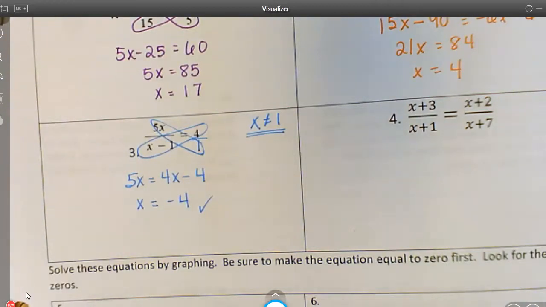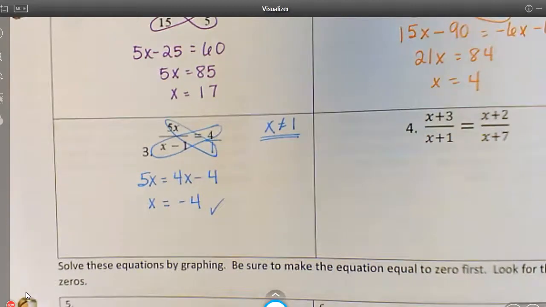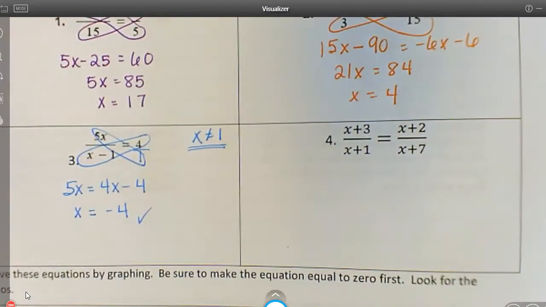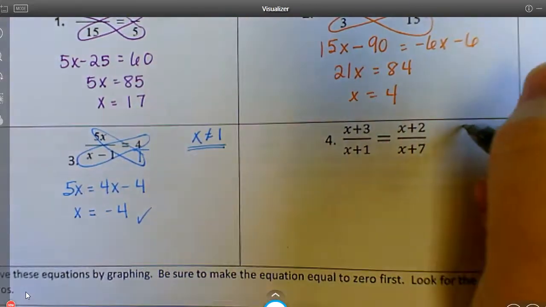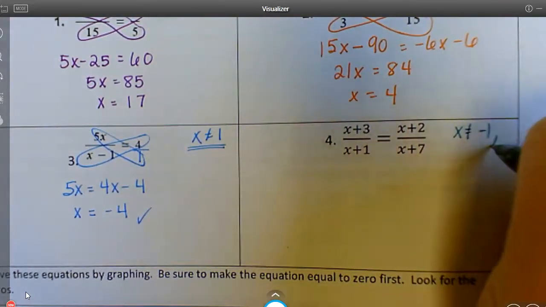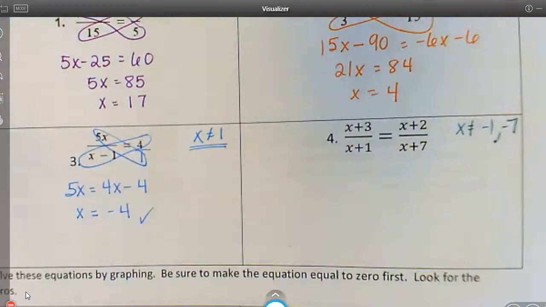Alright, let's look at number 4. Start off the problem by thinking about what x can't be. So what can x not be here? Negative 1 and negative 7. So if I get a negative 1 or a negative 7, I just cross it off because I know it can't be those 2. And then I just work it out like normal.